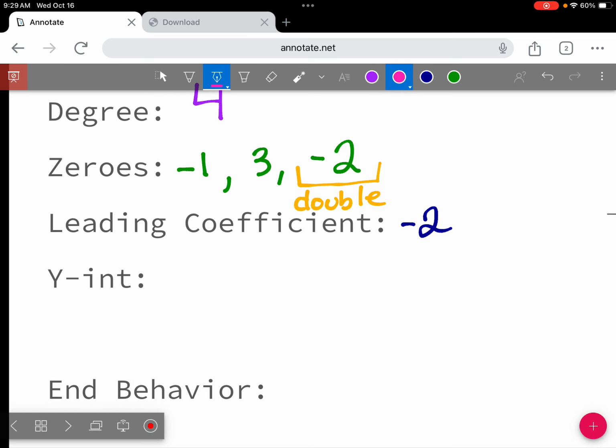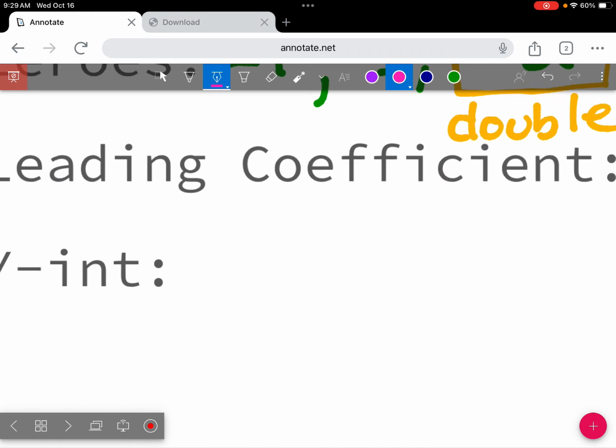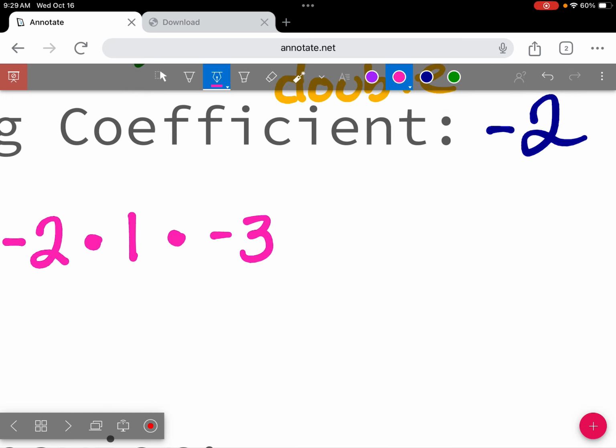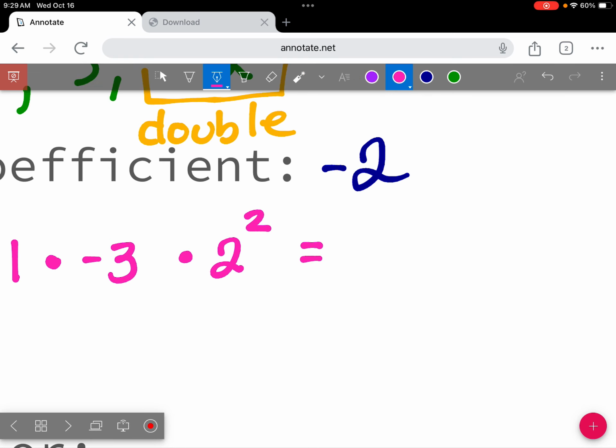What is our y-intercept going to be? We take all those constants. I'm going to take my -2 times my 1 times the -3 times the 2 squared. That's how we find that y-intercept. All the constant numbers. So -2 times 1 times -3, +6 times 2 squared, which is 4, gives us 24.